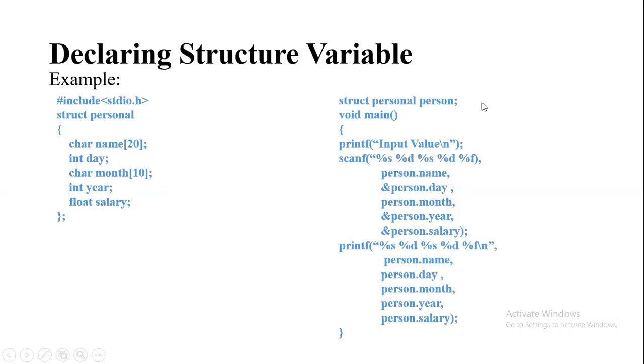Now we may declare comma person one, then that person one becomes the second person. He may have a different name, different date of birth, different salary, right? So similarly we can declare structure person one, person two, and n number of persons. Then similarly we will give person one dot name, person one dot date, person one dot month, person one dot year, person one dot salary. So this is how we can access the members of the structure. Is this clear? How to access members of a structure? Using the dot operator, we access members of the structure.